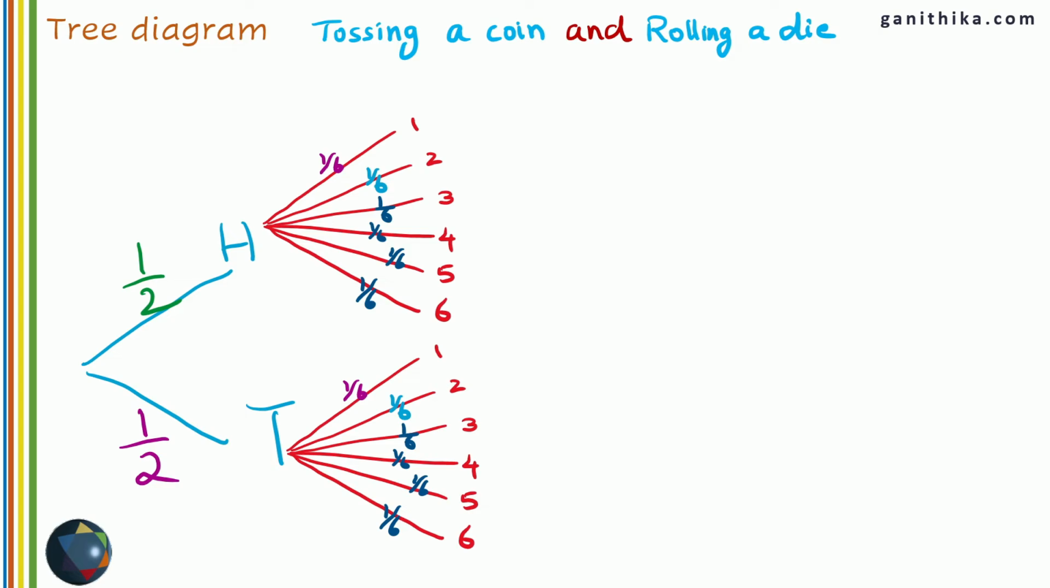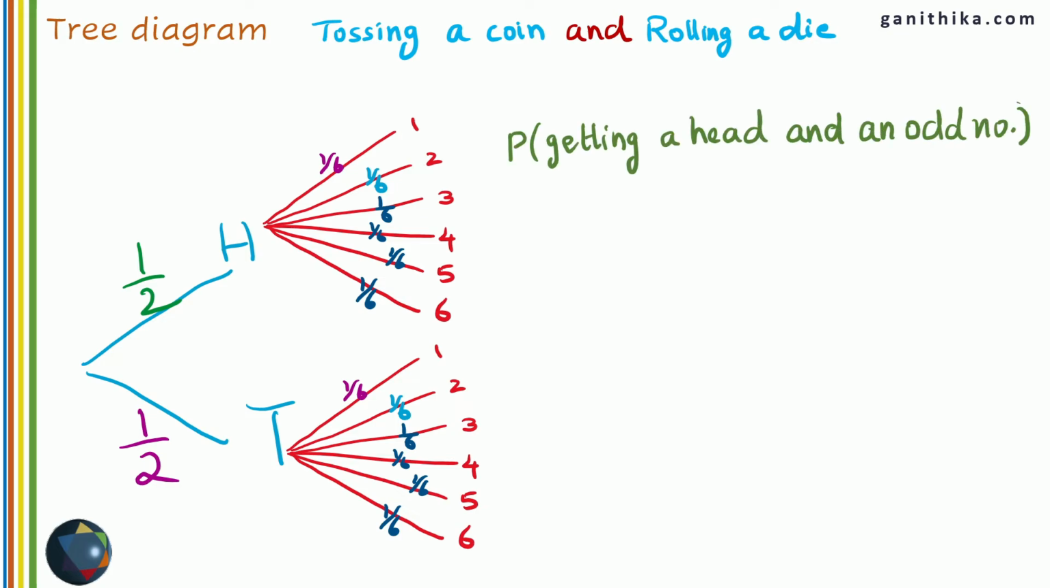Now let's say we want to find the probability of getting a head and an odd number from the die. Getting a head from the coin and an odd number from the die. Which means we are looking for head 1, head 3 and head 5. So 1, 3, 5 are odd numbers from the die, head from the coin, right? For that we need to see that these are the branches that we are looking for. H1, H3, H5. So we need to add these possibilities.